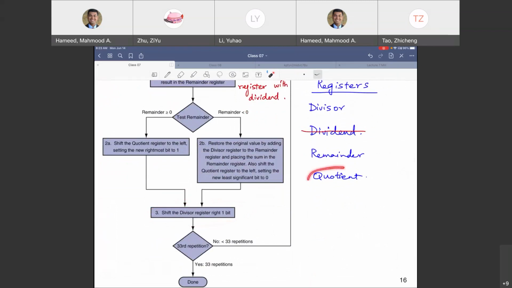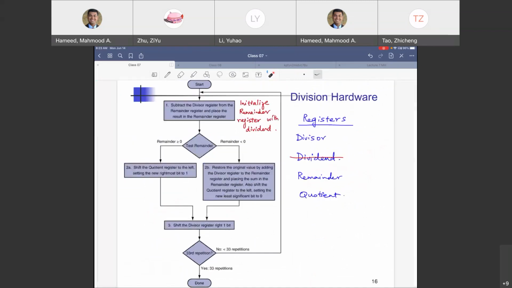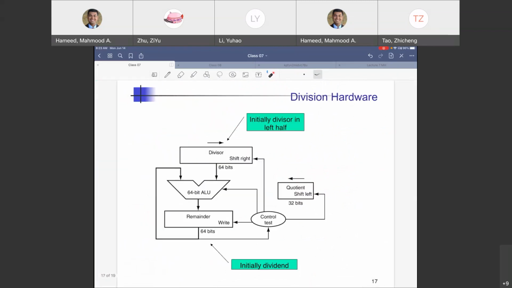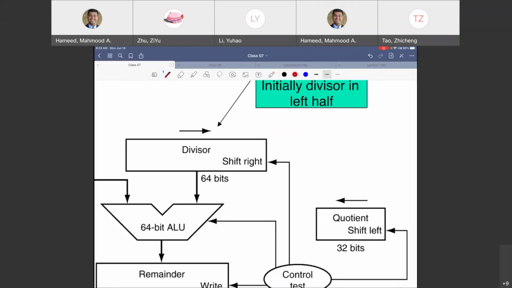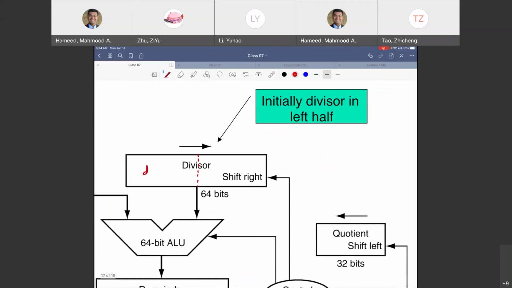And your results will be in the quotient register and your remainder register. So that's one way of doing things. And if you think about it in terms of hardware, that's what you will have. You will have registers for quotient 32 bits, divisor 64 bits. Why is the divisor 64 bits? Well, I'm using the left half of the divisor register as the divisor, and I'm putting all zeros over here, and I'm going to keep moving to the right.